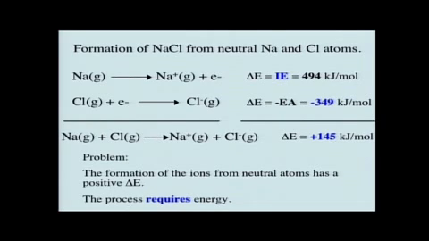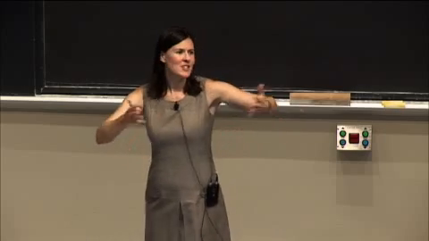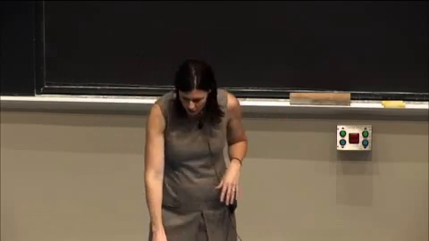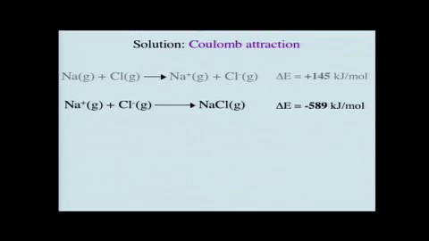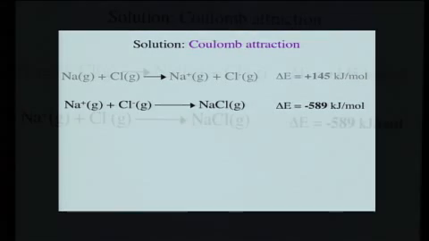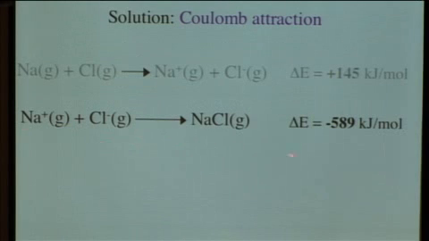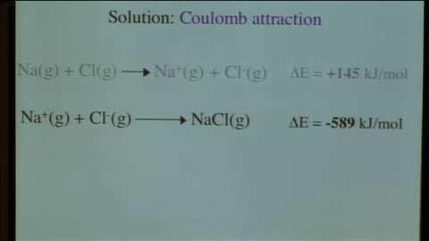So another way to say this is this process actually requires energy. It does not emit energy. It does not give off excess energy. It requires energy. So we need to think about how we can solve this problem in terms of thinking about ionic bonds. And the answer is Coulomb attraction. So there's one more force that we need to talk about, and that is the attraction between the negatively and the positively charged ions, such that we form sodium chloride. So this process here has a delta energy, a change in energy of negative 589 kilojoules per mole.